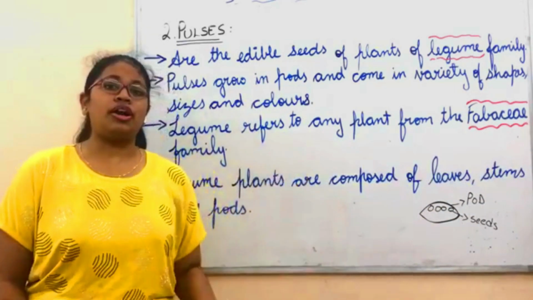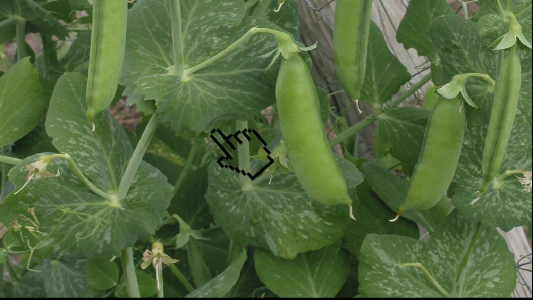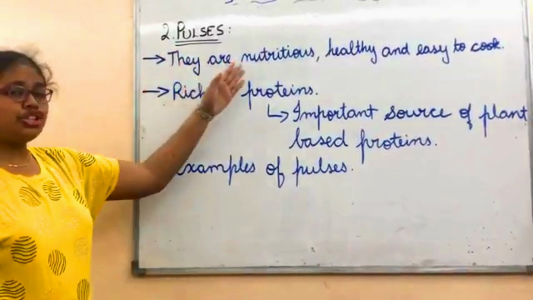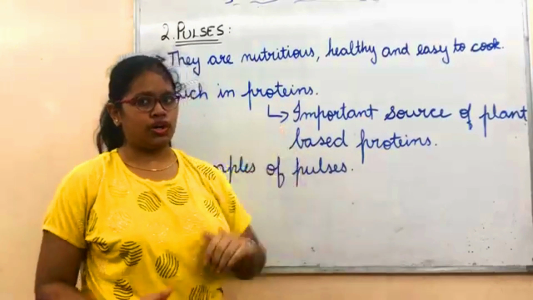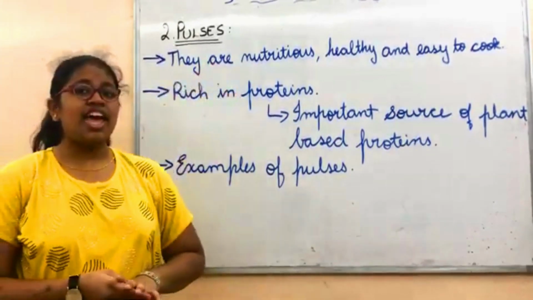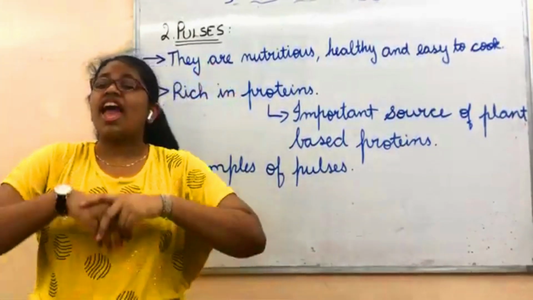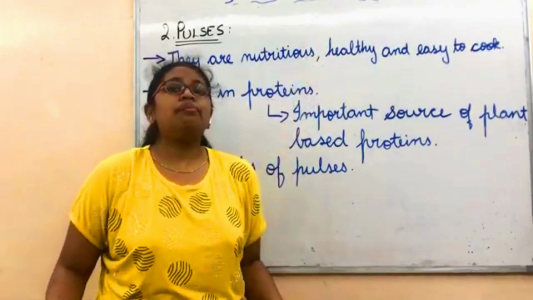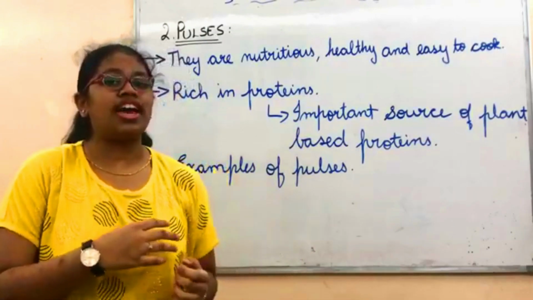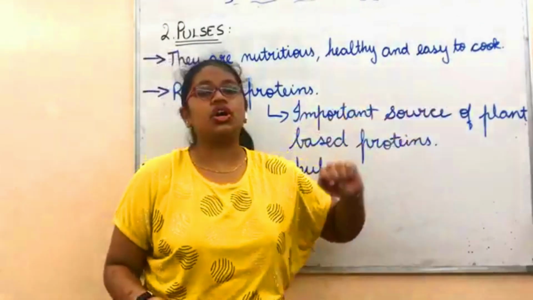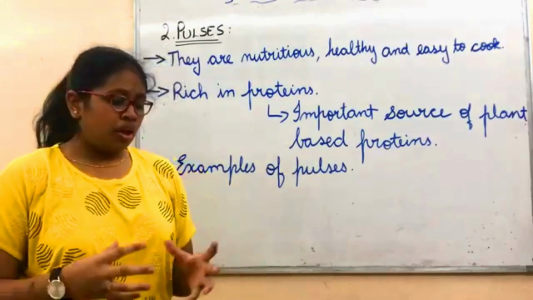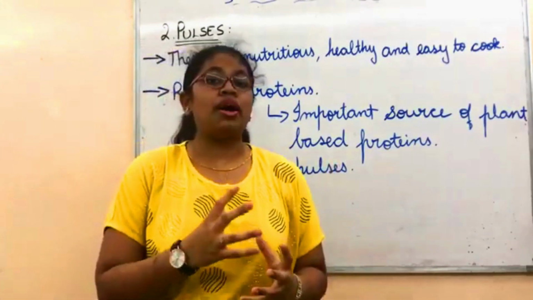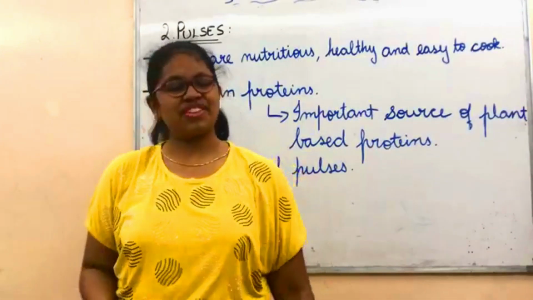Look at the picture for a brief explanation. These are the leaves, and these are the stems, and these are the pods. Pulses. They are nutritious, healthy, and easy to cook. They are nutritious because they have proteins, amino acids, and other types of vitamins and minerals. They are healthy. They improve our metabolism and keep the heart healthy. And easy to cook. We can cook any number of dishes using pulses and in a very less time.